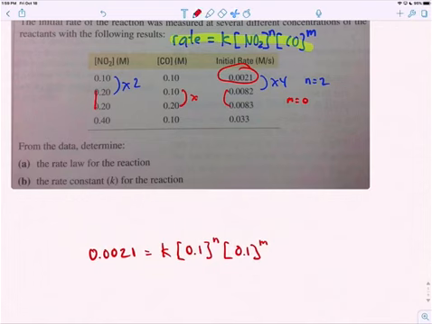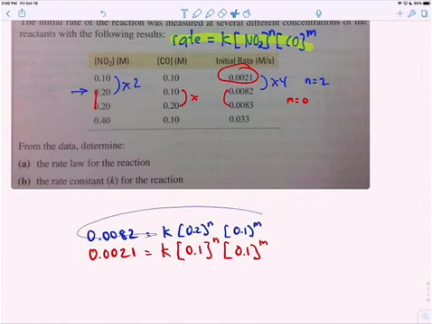Now I'm going to write a second line in a different color. Our rate, 0.0082, equals a rate constant, concentration 0.2 to the n, 0.1 to the m. Actually, maybe I'll get a little more space here.